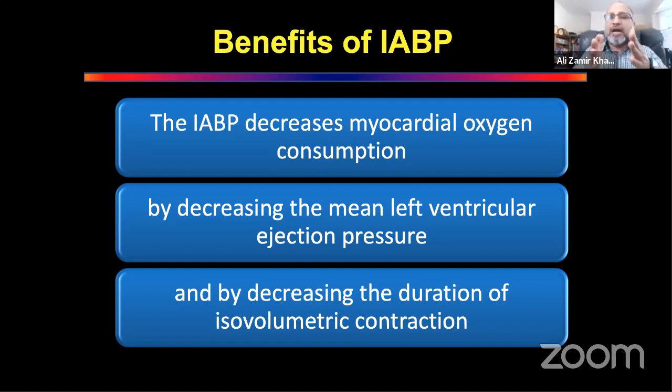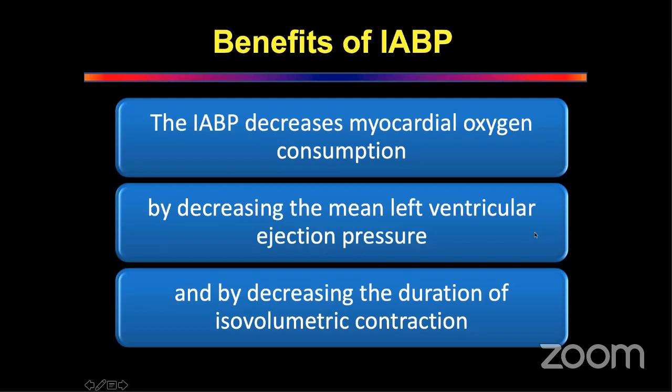It shortens the isovolumetric contraction. And because it shortens the isovolumetric contraction, the myocardial oxygen consumption goes down. So for the same amount of ejection fraction, the heart has to work less. Is this concept clear? Have you understood these two benefits? In fact, three benefits. Yes or no?